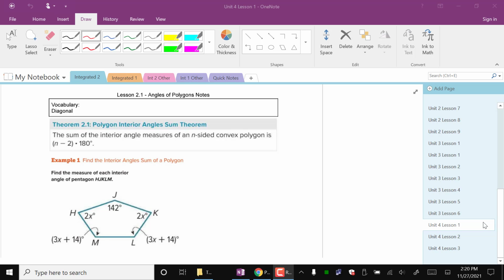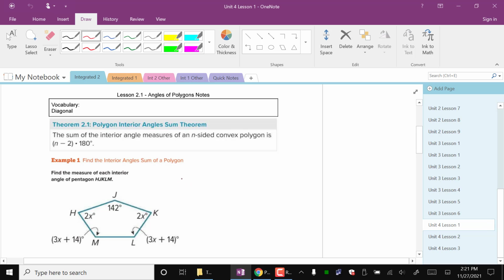So let's take a look at the first one. Find the internal angle sum of the polygon, and find the measure of each of the internal angles. So we have angles H, J, K, L, and M. This is a 5-sided polygon, also known as a pentagon. So we're going to add up all the angles.